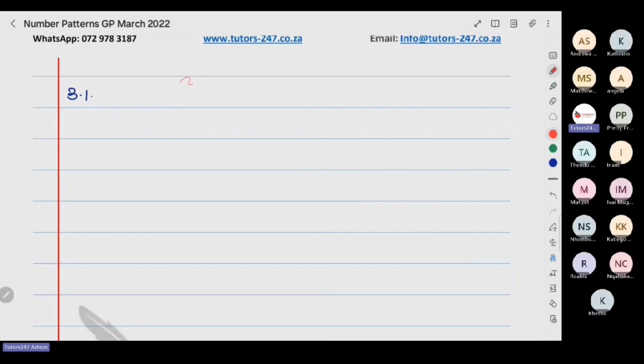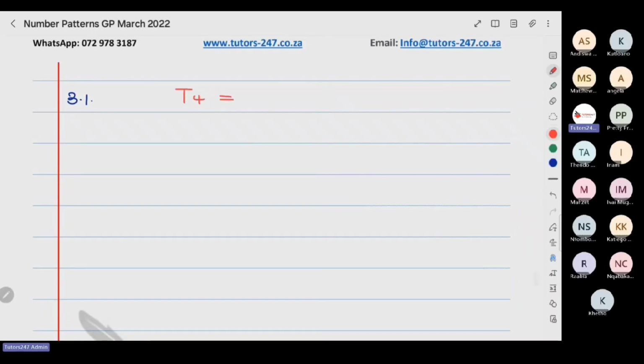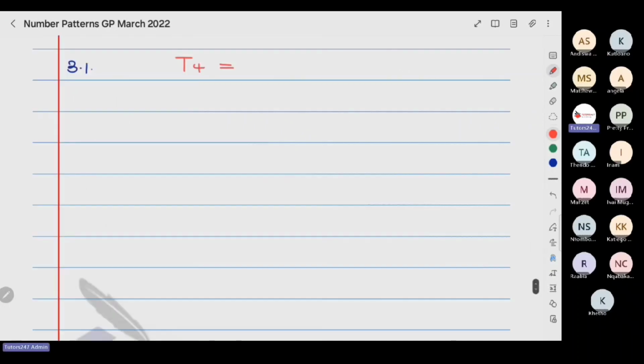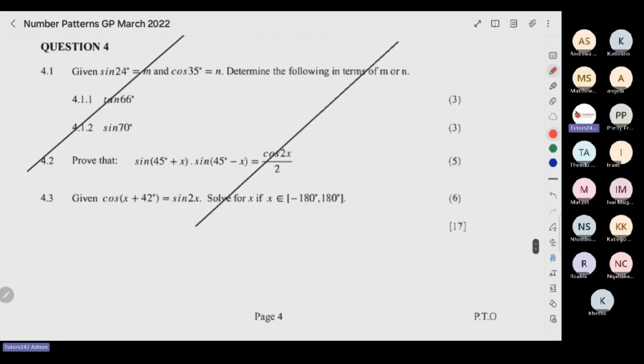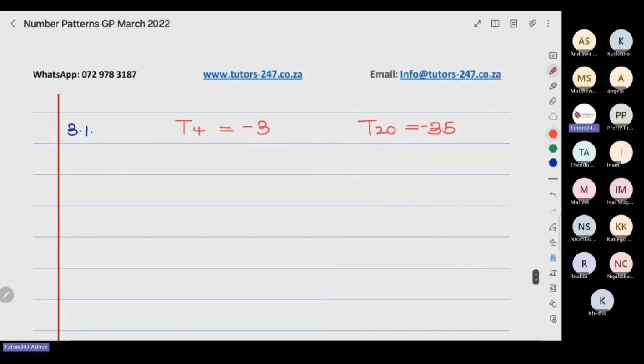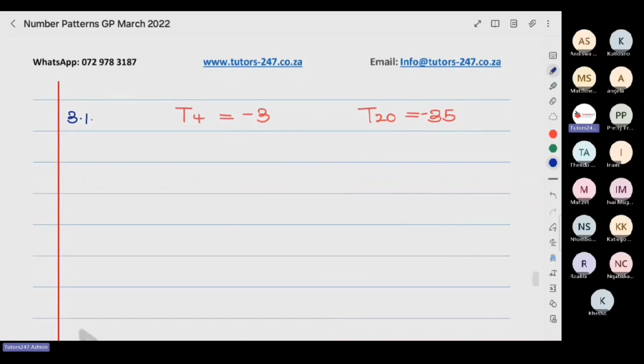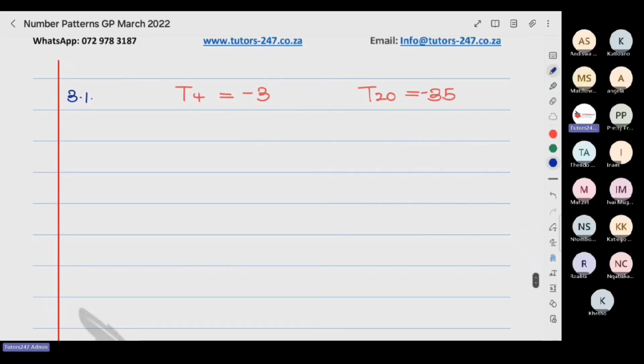So we are told that term 4 was equal to -3. In addition to that, we were told that term 20 is equal to, was it negative or positive? It was -35. So this is the information that we are given. We now need to find A and we need to find D. So we know that our general term is Tn equals A plus D into n minus 1.